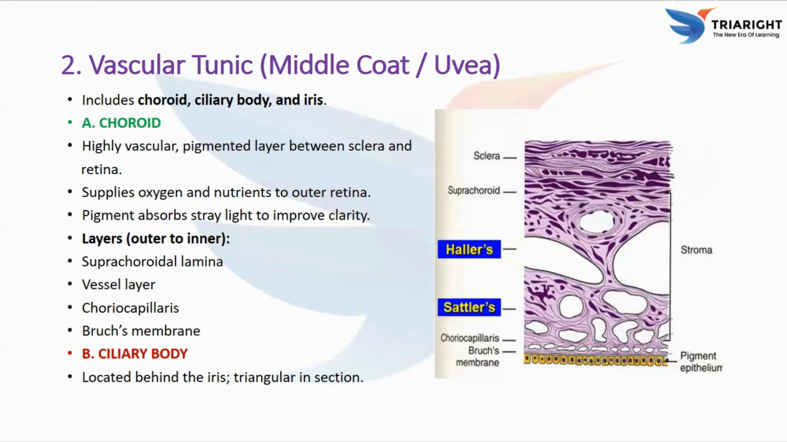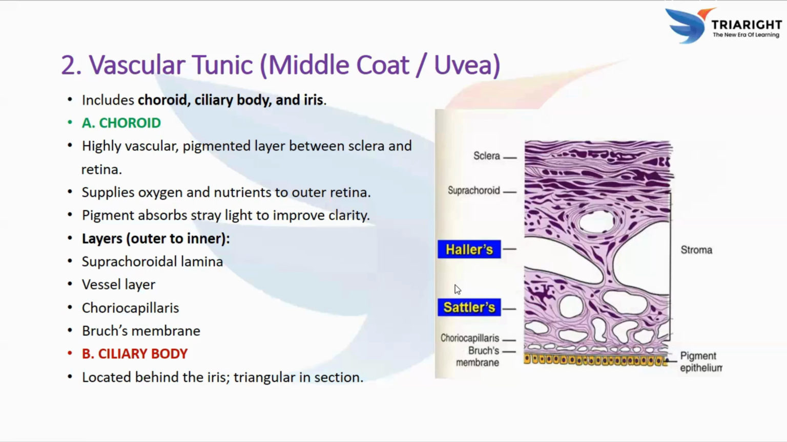So next to Haller's, you can find the medium vessel layer, which is also called Sattler's layer. So this contains medium-sized arterioles and venules. So what does it do? This brings blood closer to the retina. So next to Sattler's layer, choriocapillaris. So choriocapillaris is a very dense network of tiny capillaries.